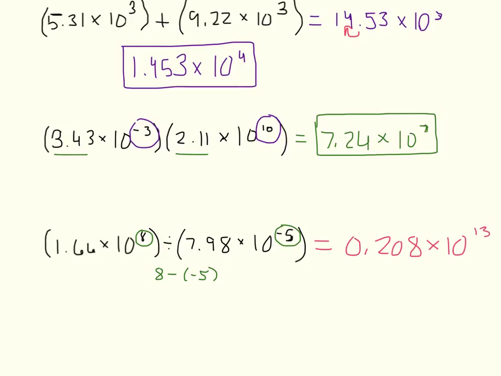But remember, in order for this to be scientific notation, this has to be a one-digit number. I need to change my decimal so it goes between this 2 and this 0. That way I get a one-digit number. So I get 2.08 times 10 to the something. And here's how I figure out that something. I'm making this number larger by 1, so I'm going to make this exponent smaller by 1, and that gives me 12.